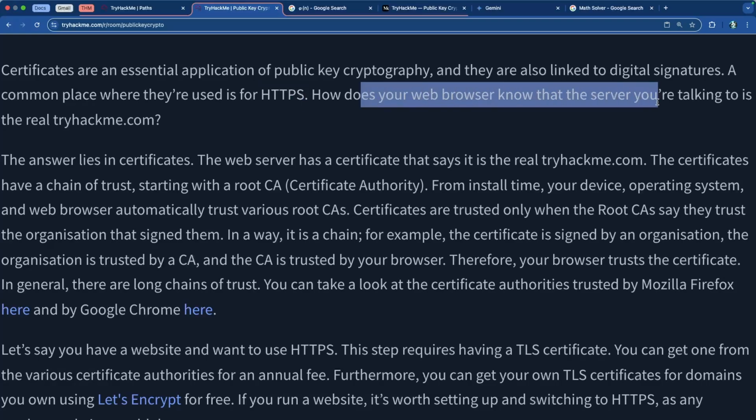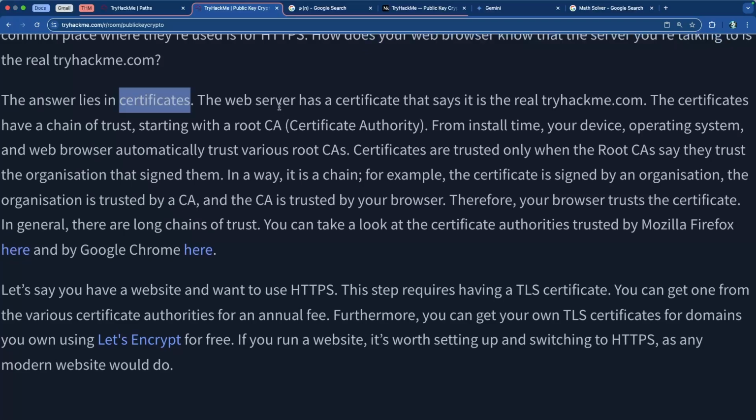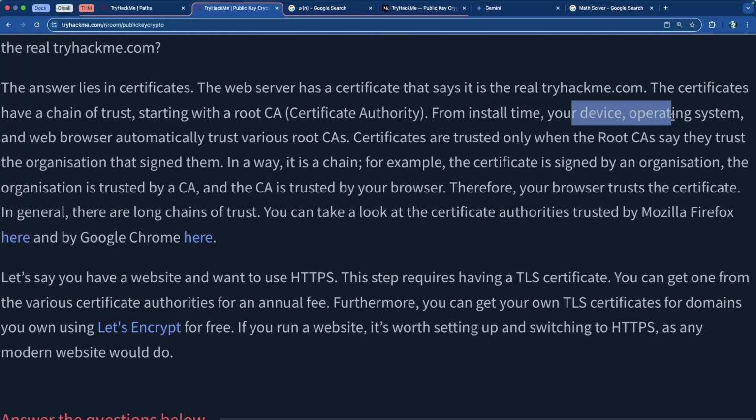So how does your web browser know that the server you're talking to is really TryHackMe, right? The answer is in the certificate. So it has a certificate that says the real TryHackMe. The certificates have a chain of trust with the certificate authority, which is what we just saw. From install time, your device, operating system, and web browser automatically trust various root CAs. Certificates are trusted only when the root CA says they trust the organization that signed them, right? So that would be Google, for example.